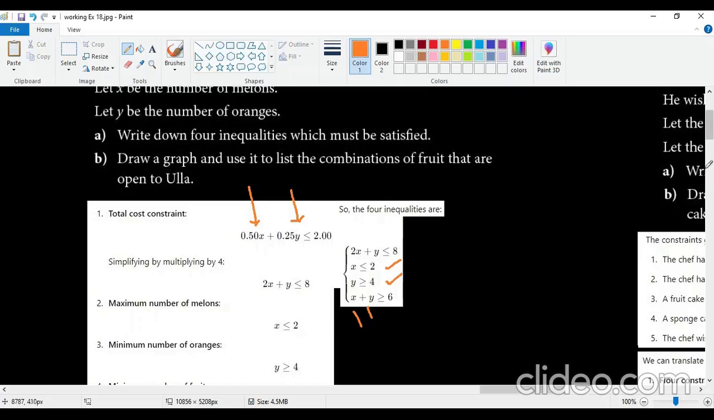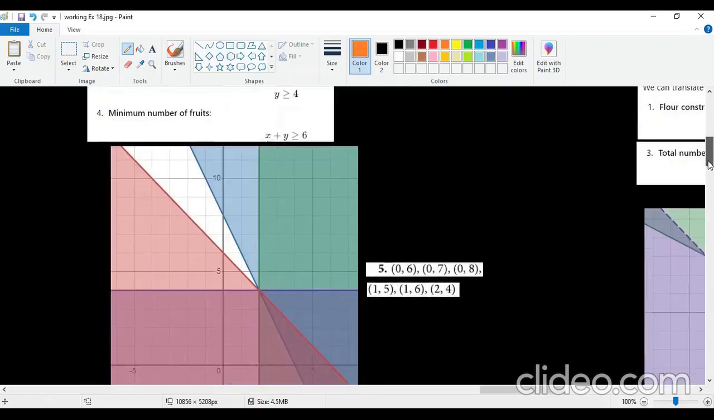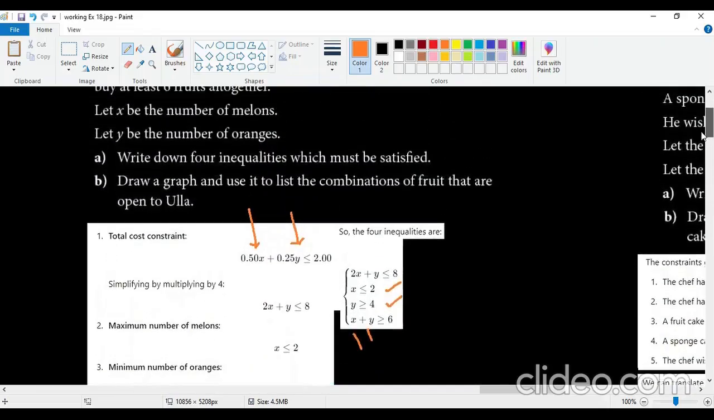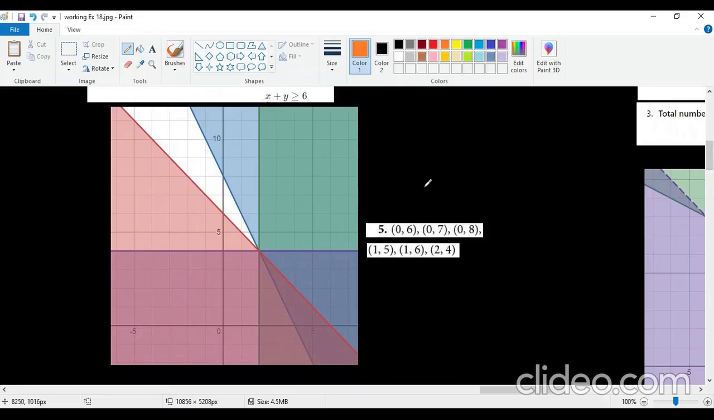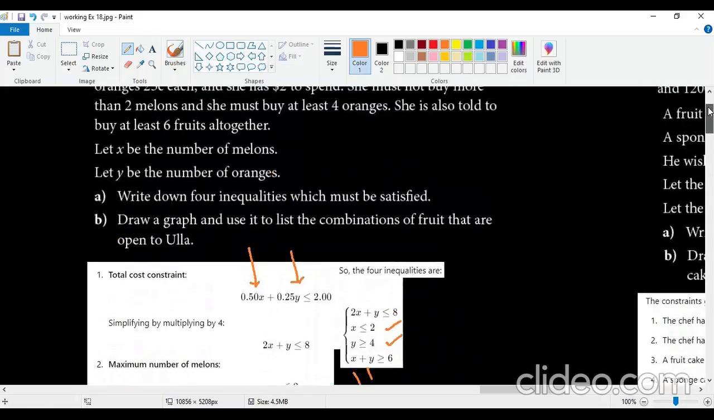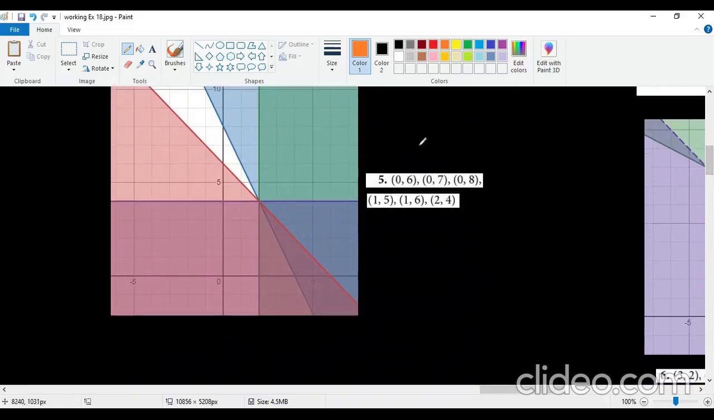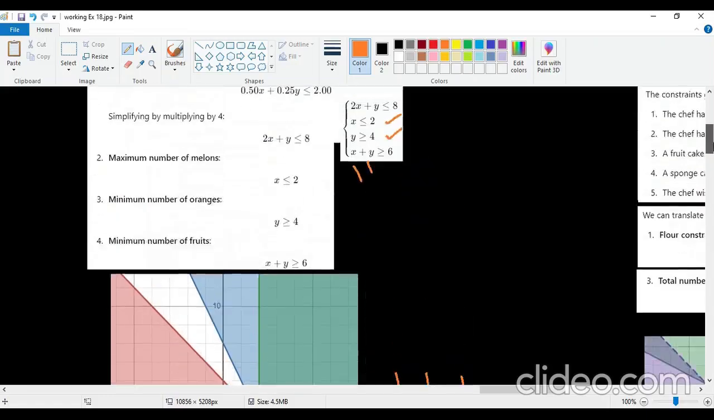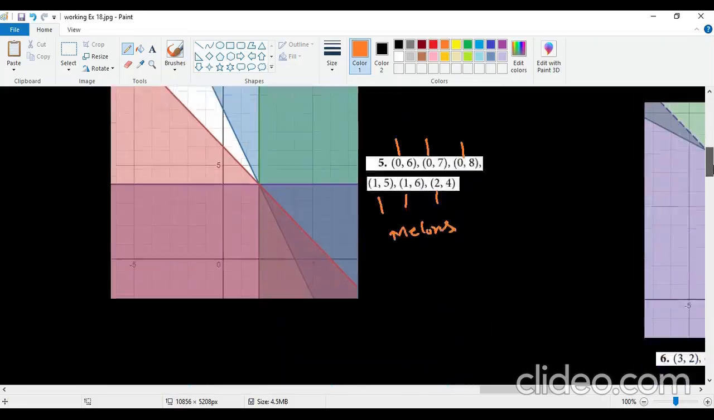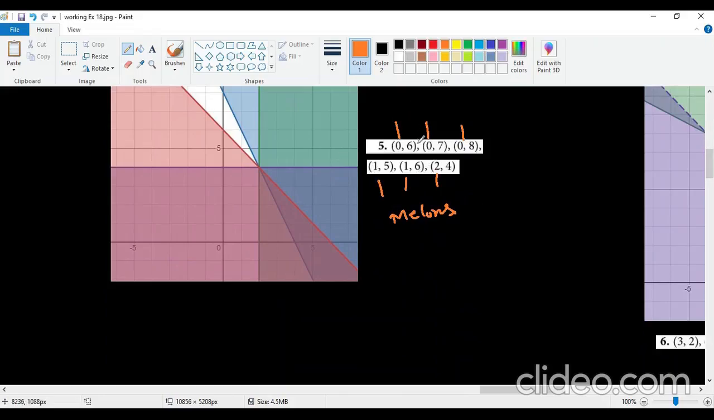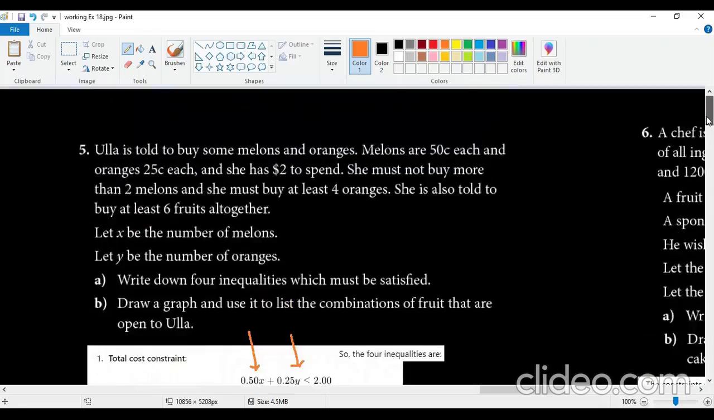When it comes to putting these inequalities in Desmos, I have already explained how to put this in Desmos, and you will get all these values. All the x values are going to be, as you can see in the question, melons. So all x values will be melons, this one, and this one, this one, this one, and this one. These are all melons, and all the y values are oranges. So these are oranges. These are the choices she has, and these are the combinations of fruits she can buy with the given choice.